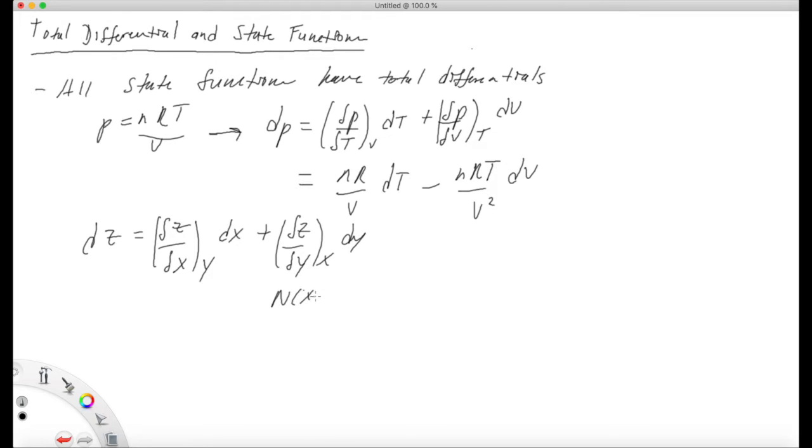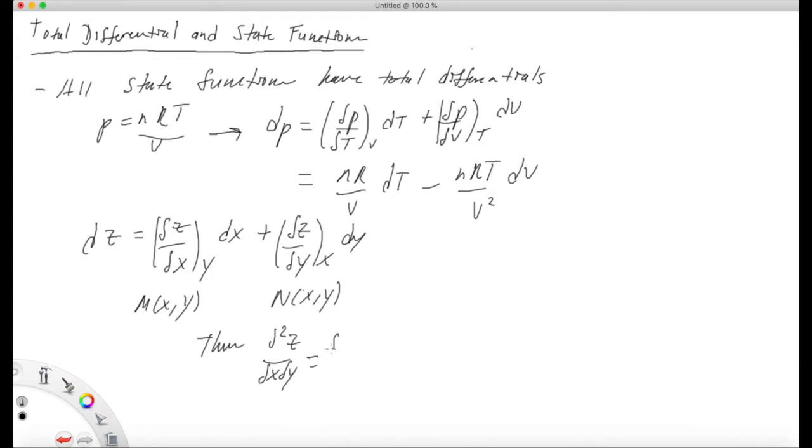Okay, so that's where we get our general expression from that we can then use to rewrite the differential form of pressure, dP. Okay, and the dP, the differential form, writing the total differential for pressure, is going to equal nR over V dT, minus nRT over V squared dV.